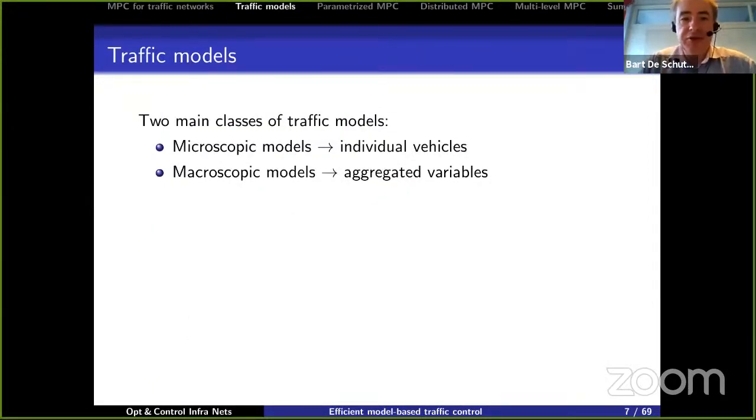So let's start with the first solution, namely the traffic model. In general, if you look at traffic networks, we have two extreme types of models. The first one is called microscopic models, and there you're going to model or track the behavior of individual vehicles. At the other end of the spectrum, we have macroscopic models, and there you're going to work with aggregated variables. You divide your traffic network into a number of stretches, for example, stretches of maybe 10 kilometers. For each of those stretches, you work with, for example, average density, average speed, and so on.